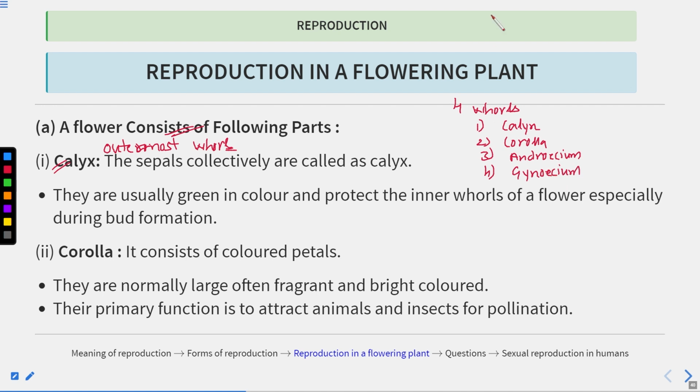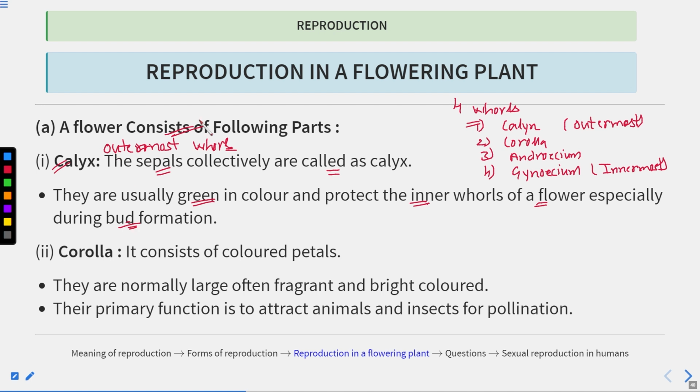This is clear? So these are the 4 whorls of a typical flower. Calyx is the outermost, and the gynoecium is the innermost. Now calyx, they are known as the sepals. The sepals collectively are known as the calyx. Now they are usually green in color and protect the inner walls of the flower, especially during the bud formation.